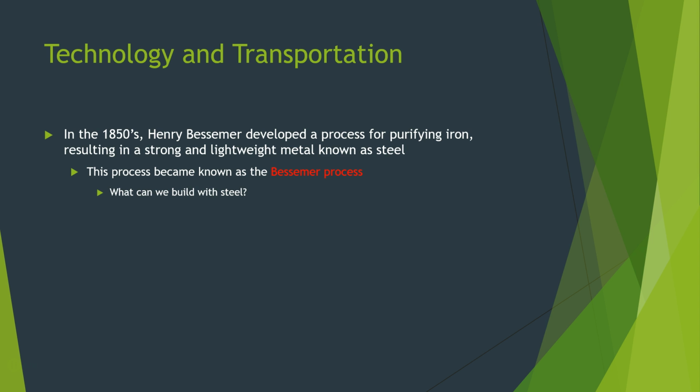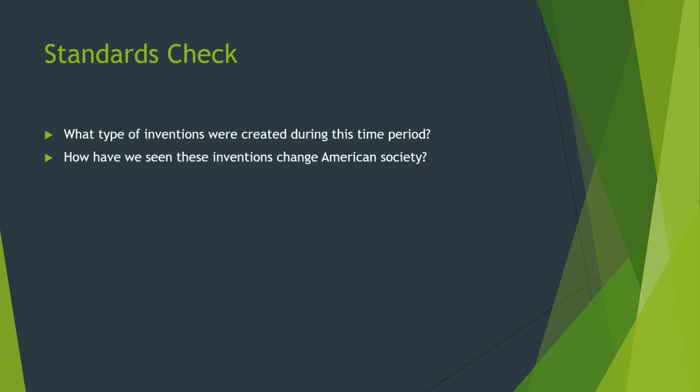So when we look at the inventions created during this time period, we start to see the groundwork for what shapes and builds modern American society. Then we've got our standards check. At this point, we should be able to answer what types of inventions were created during this time period and how we have seen inventions change American society.